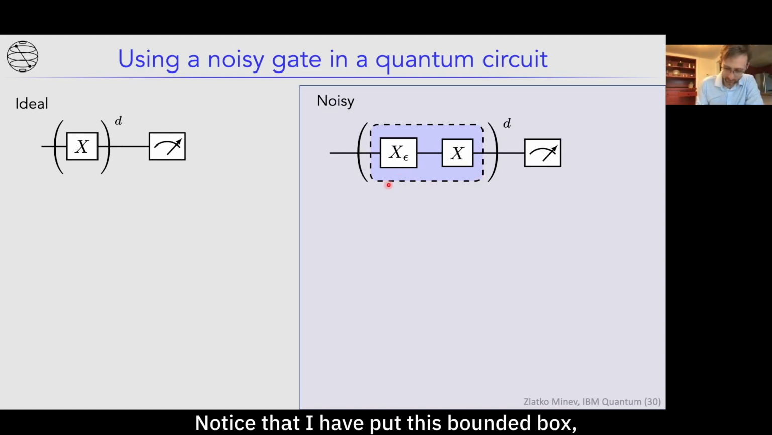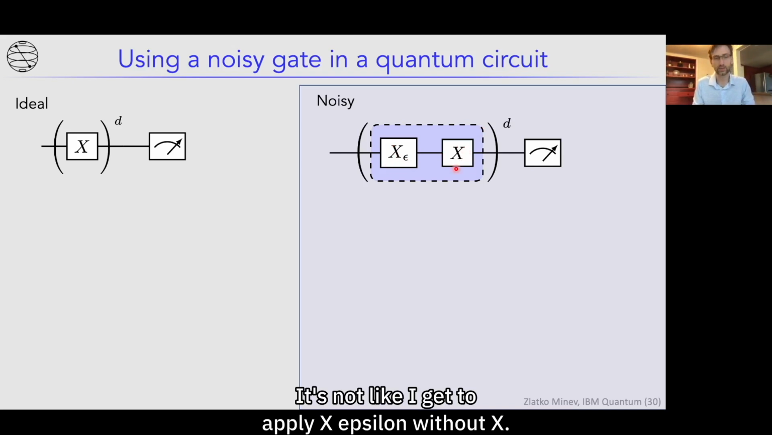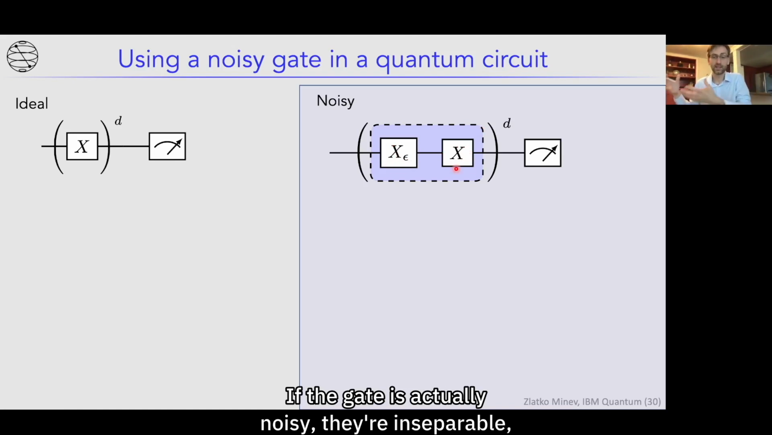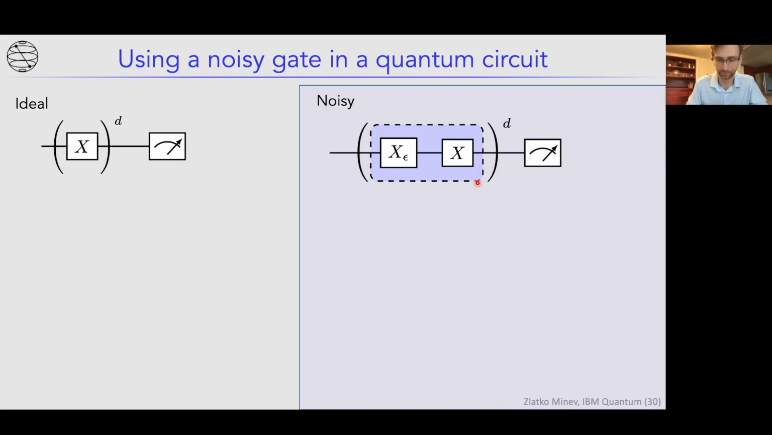Notice that I have put this dashed purple box here around the error term and the gate to indicate that you cannot actually separate these two gates. It's not like I get to apply x epsilon without x. If the gate is actually noisy, they're inseparable and I have to apply both at the same time.